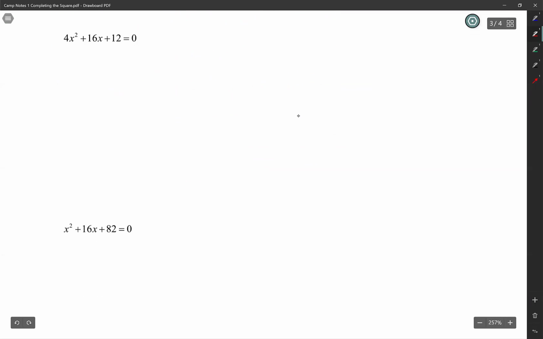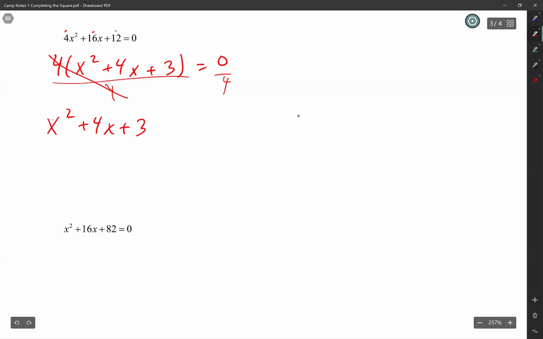All right, so here we go, guys. Notice that I don't have a 1 in front of the x squared. I see 4, I see 16, I see 12, and I'm like, hey, wait a minute. All three of those terms I can factor out a 4. So I have 4 times x squared plus 4x plus 3 equals 0. Then you can just divide by 4, and those 4s cancel out, and you have x squared plus 4x plus 3 equals 0.